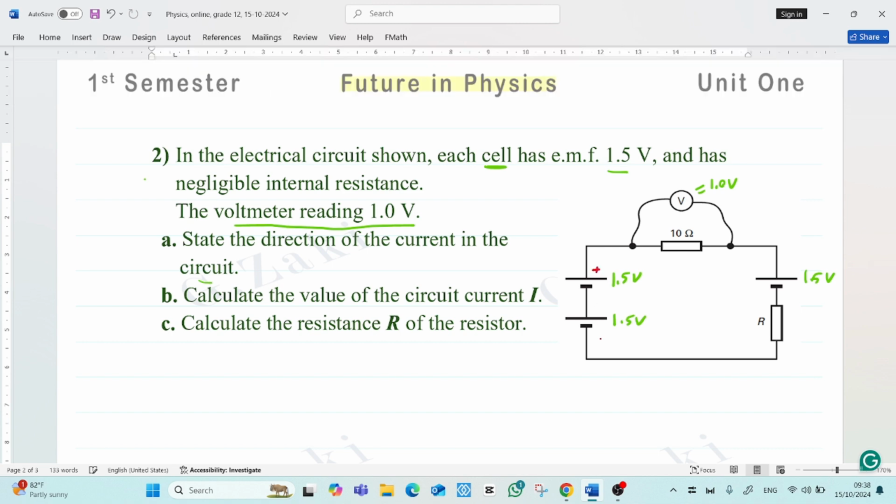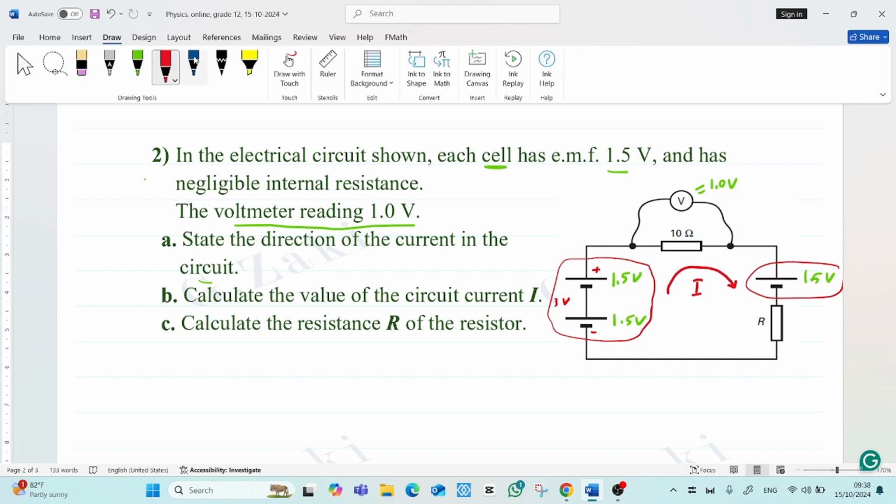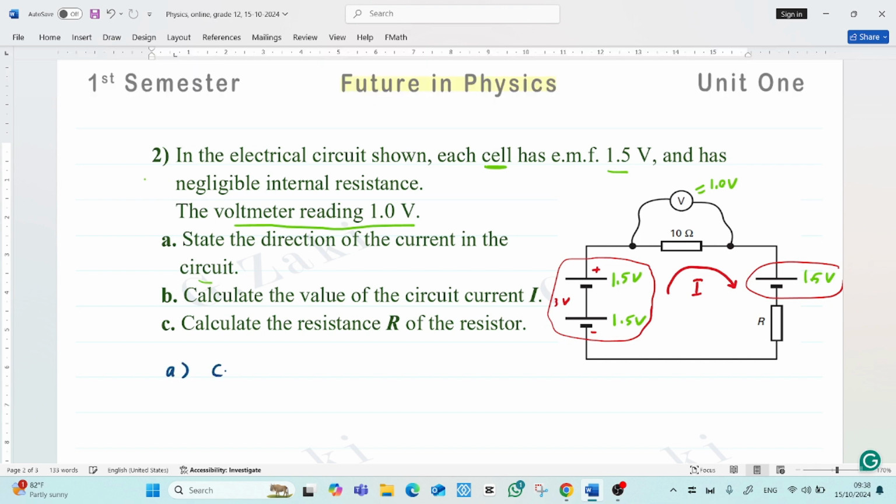This one is positive and this one is negative. Then we can say this is a battery of 3 volt, and this is just one cell of 1.5 volt. Then the current goes from higher voltage to lower voltage, from 3 volt to 1.5 volt. Then this is the direction of the current in the circuit. It's clockwise. Then the current in the circuit is in the clockwise direction.